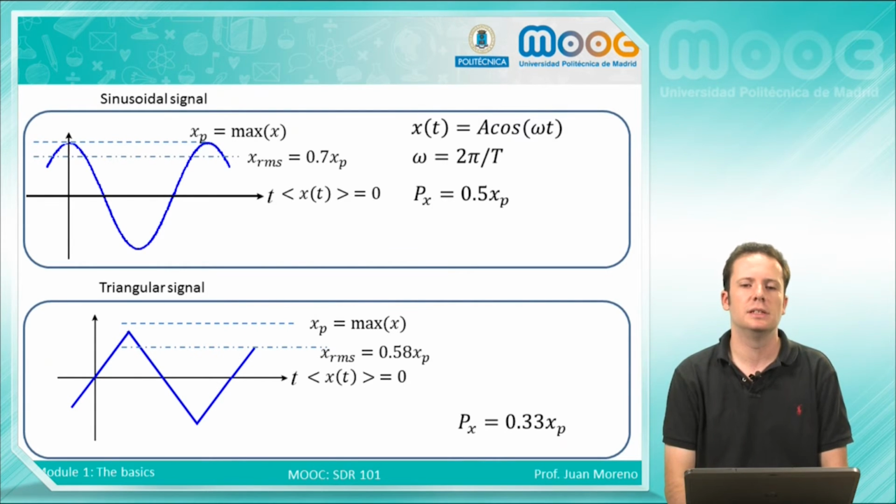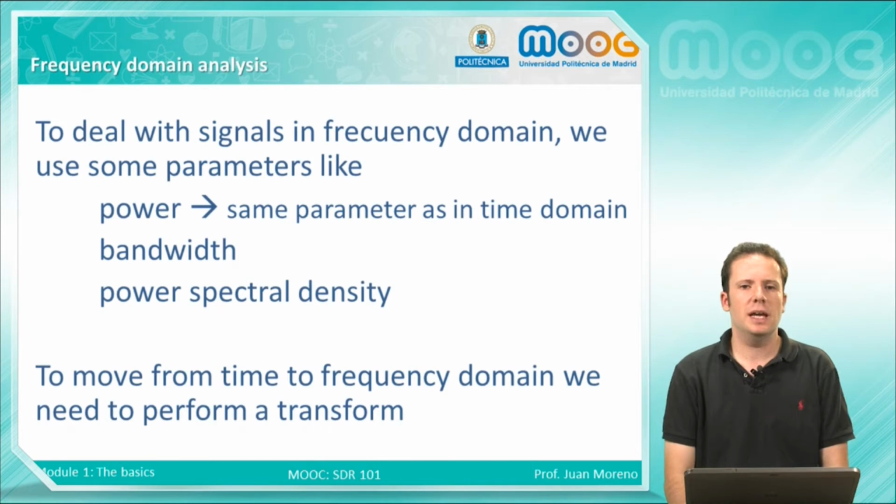In the frequency domain, we use other parameters like bandwidth, a very, very popular term, and here we will learn about it in a better way. Also the power spectral density and, as in time domain, the power.